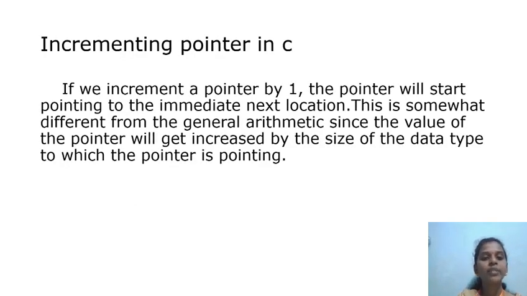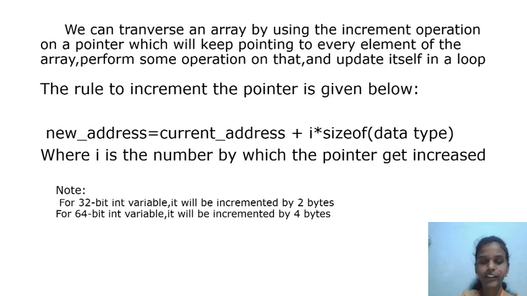What is incrementing a pointer in C? If we increment a pointer by 1, the pointer will start pointing to the immediate next location. This is somewhat different from general arithmetic, since the value of the pointer will get increased by the size of the data type to which the pointer is pointing. We can traverse an array by using the increment operation on a pointer, which will keep pointing to every element of the array, perform some operation on that, and update itself in a loop.